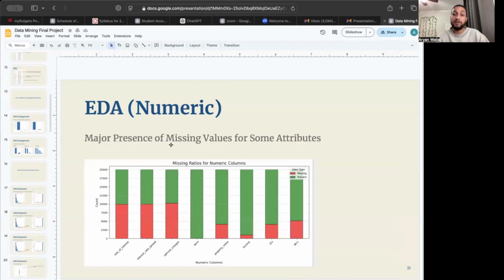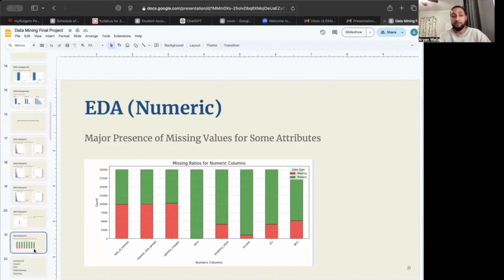And then there's the major presence of missing values for some attributes, as you can see in this graph. The observation was that several attributes exhibit significant missing data. The impact is that missing data can compromise model accuracy if it's not addressed properly. An example of a solution is that strategies like imputation or advanced methods, for example, k-means imputation, could be explored for preprocessing.